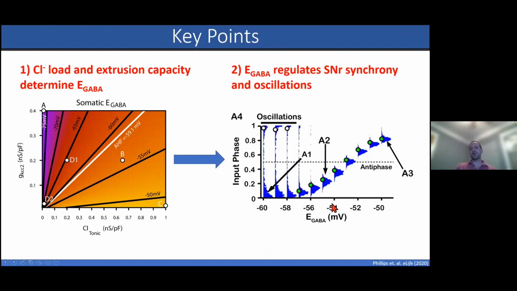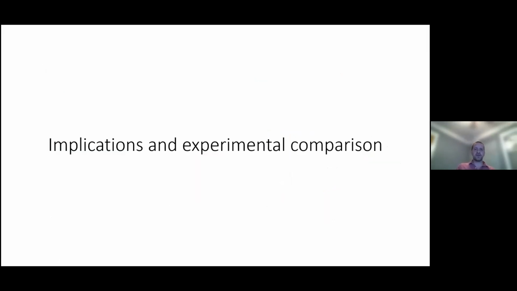All right, so the key points from this part on SNR synchrony and oscillations: so far what we have is that the chloride load to the SNR can change E-GABA, which in turn can regulate SNR synchrony and the emergence of these slow oscillations. All right, so are there implications and some experimental comparisons we can make?